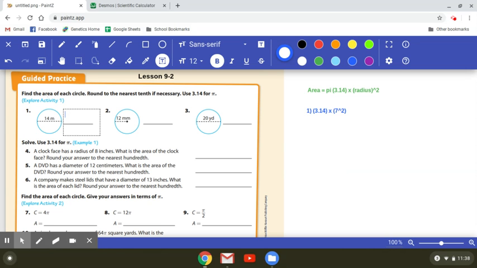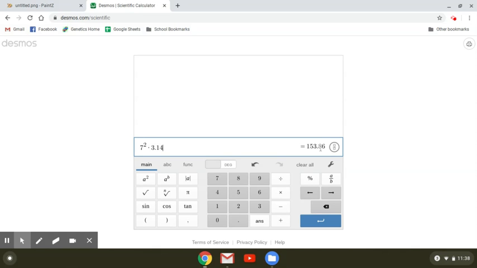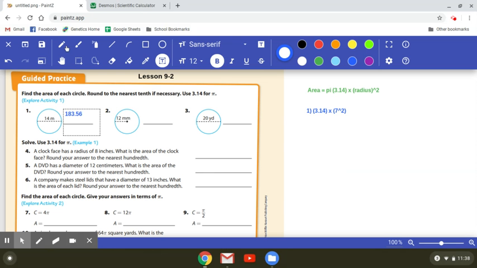So our answer is 183.56. I'll double check that to make sure I typed it right. Oh, I inverted that. I'm sure you've never done that in your whole life. It's 153.86. So let me undo that and do it right. 153.86 meters.